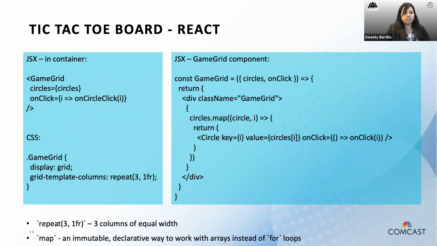And then you can look at the top. So we are consuming this game grid in JavaScript, and we are passing circles and on click on that circle. And on the right, you could see the game grid component itself, which is basically using a map instead of a for loop. It's because map is an immutable declarative way to work with arrays instead of for loops. And he's setting on every circle what you need to do on click.